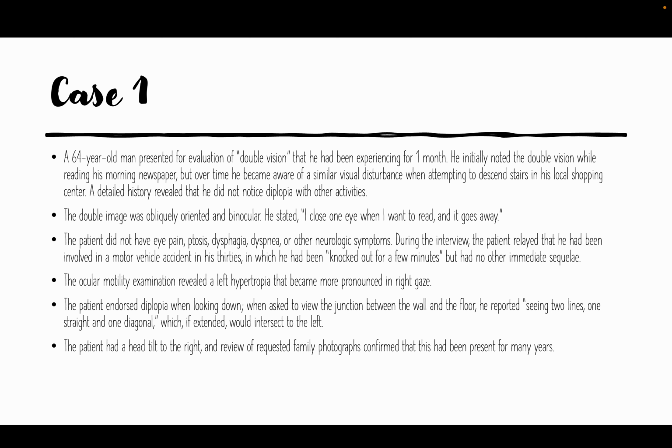So this is a classical case of superior oblique palsy. As mentioned, a 64-year-old male presented with diplopia when looking at the newspaper or walking downstairs. He has a left hypertropia and a head tilt to the right side, and he has oblique diplopia, and he tilts his head to the right side to compensate for that oblique diplopia.